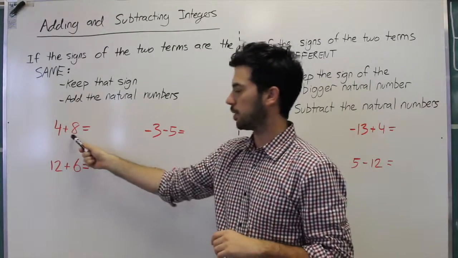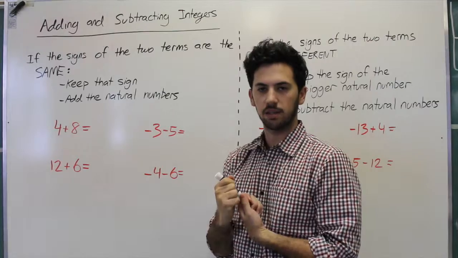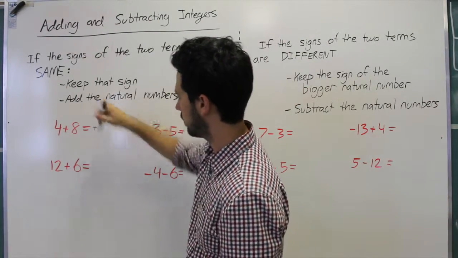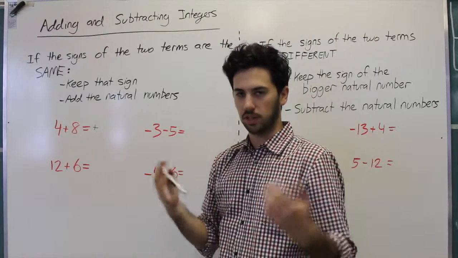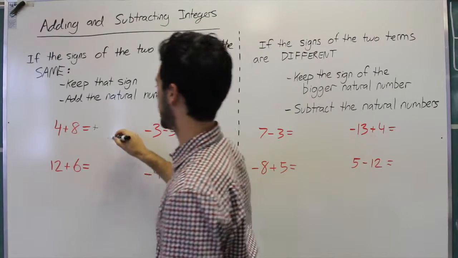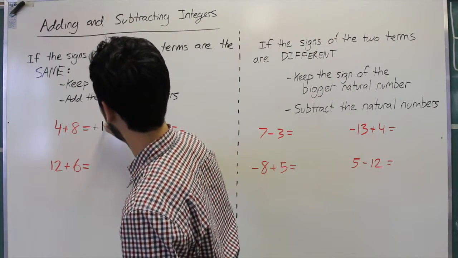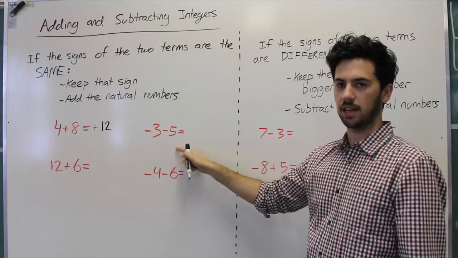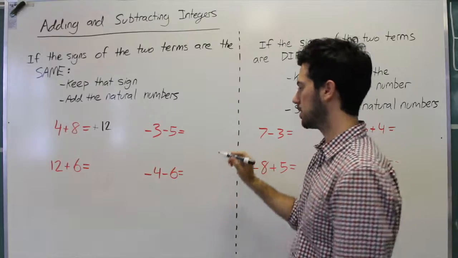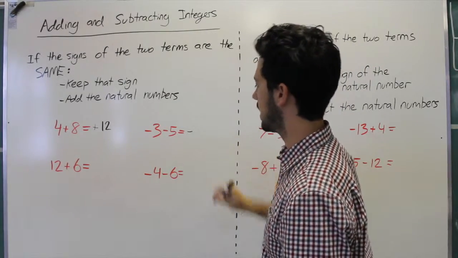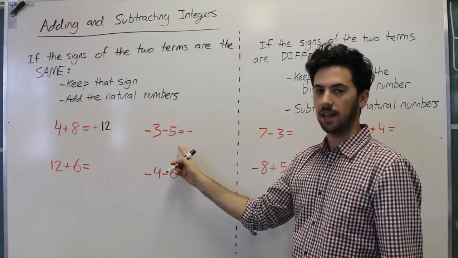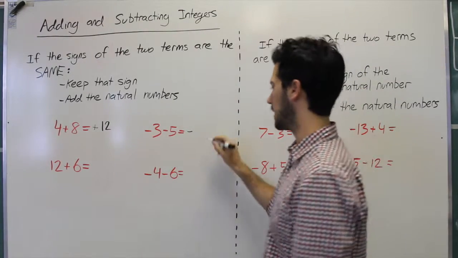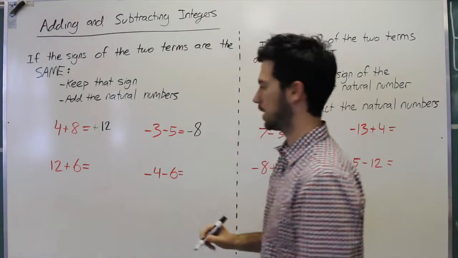So 4 plus 8. These are both positive numbers, so we can keep that sign. The answer is going to be positive. And we just add the natural numbers. 4 plus 8, 12. Here, negative 3 and negative 5. Both negative numbers, so the answer is going to be negative. Then we just add the natural numbers 3 and 5, 3 plus 5 is 8. So our answer, negative 8.